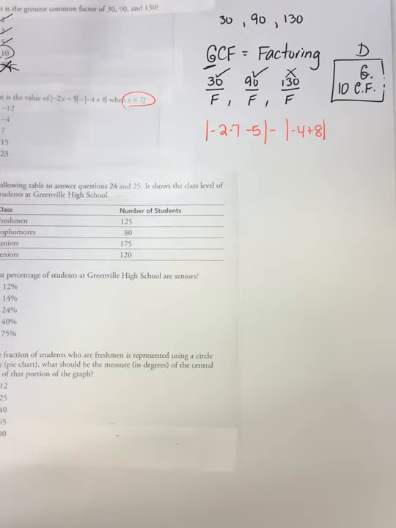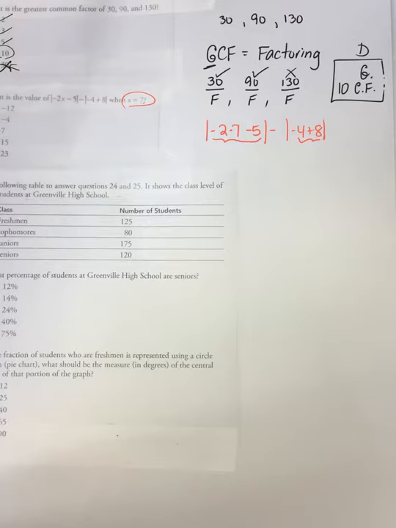Okay? And we're supposed to solve. Now when we solve these, we are not going to take the absolute value of each digit or each number that we have inside the absolute values. We're going to use the order of operations to solve inside the absolute value symbols, and once we get that final answer, we're going to take the absolute value of that answer.